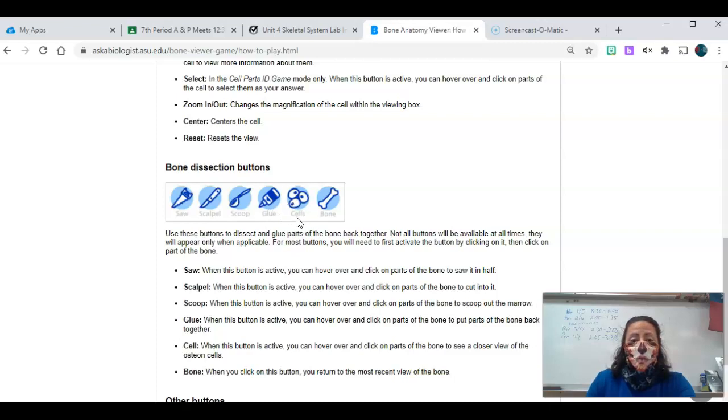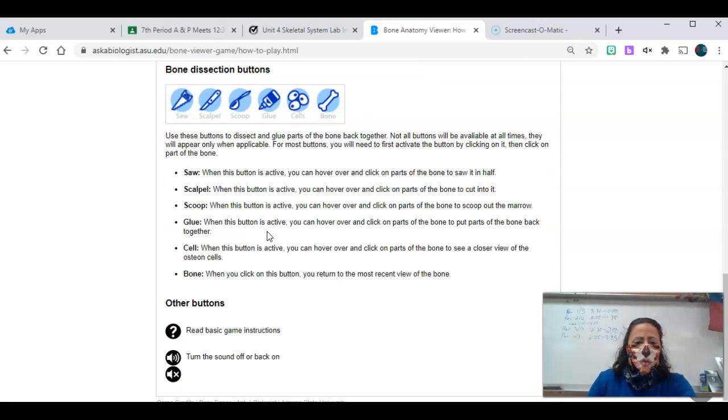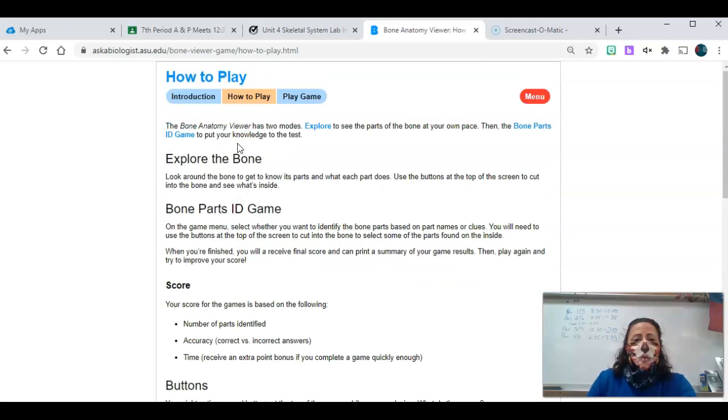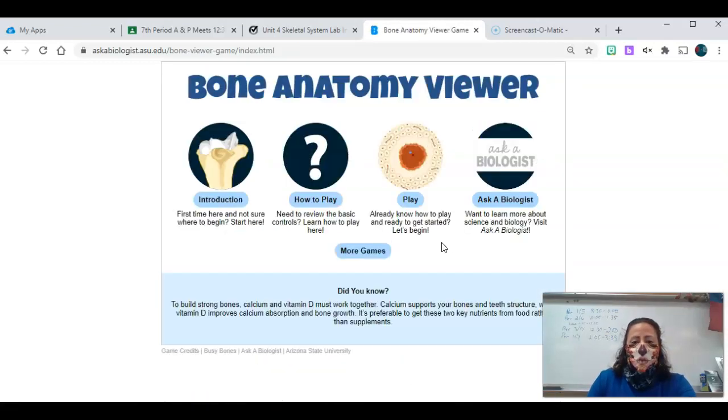You can even look at a microscopic level and see what's going on with the cells. And then if you're going to go back to the macro view, then you just click on bone and it takes you back out. Okay, so those are the basic buttons here. You can turn the sound off or back on. So I'm going to go ahead and go to, you can either click play game or you can go back to the menu. So here's the menu, and there's another fun fact.